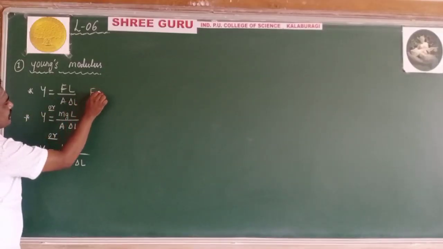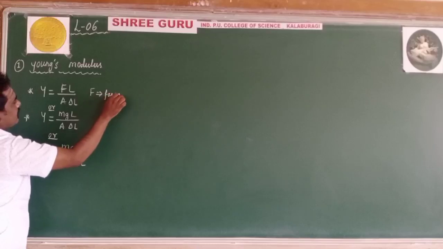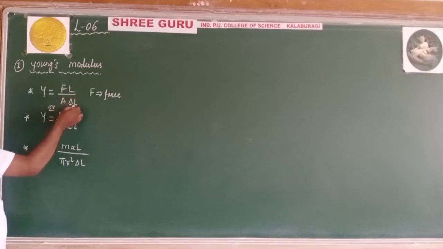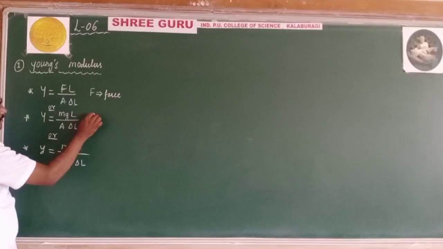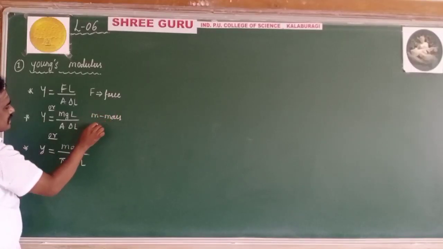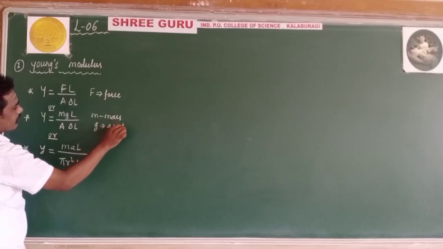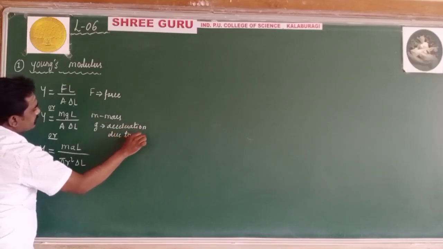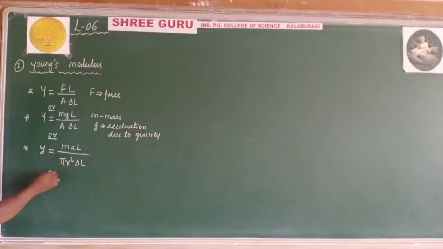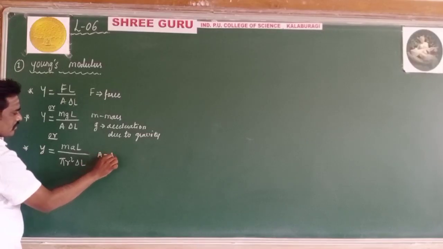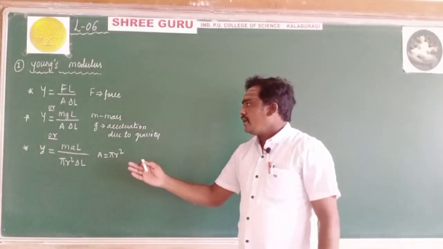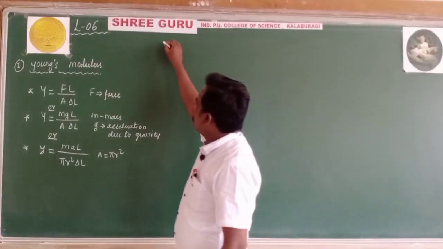Here, F is the force acting on a particular length of a particular rod or wire, any material or any substance. Here F is the force applied, A is the area, L is the length, delta L is the change in the length. Here M is the mass and g is acceleration due to gravity. And here pi r square is our area. All these things you know already from high school. On the basis of this formula, I am going to solve the numericals.